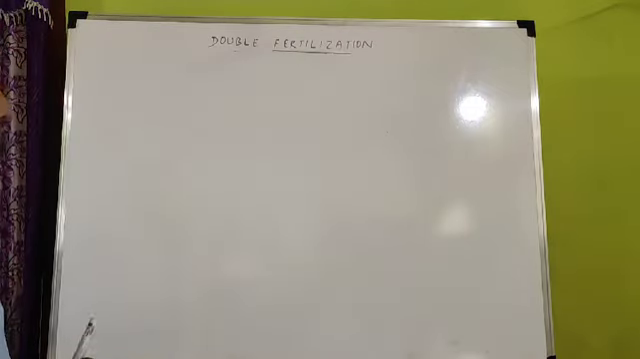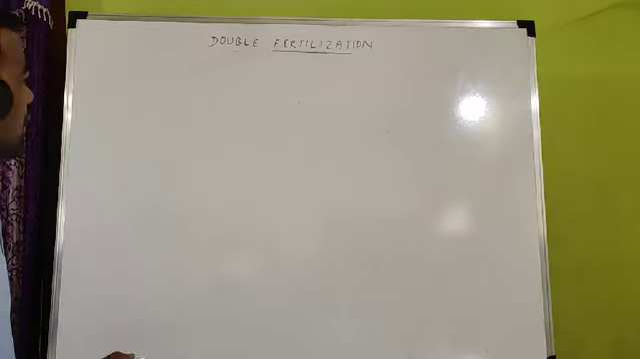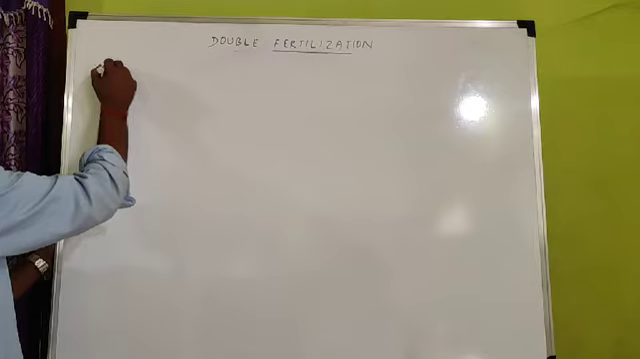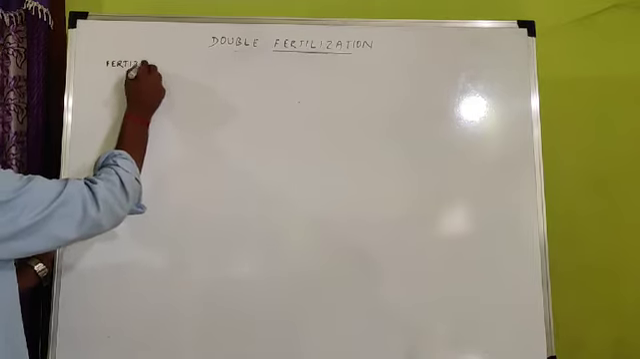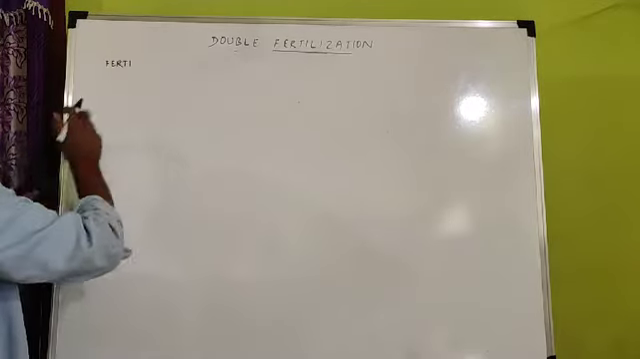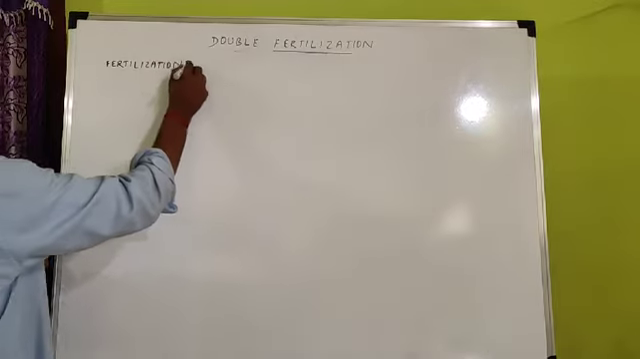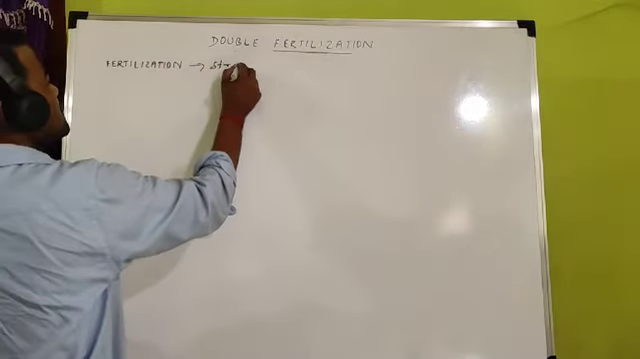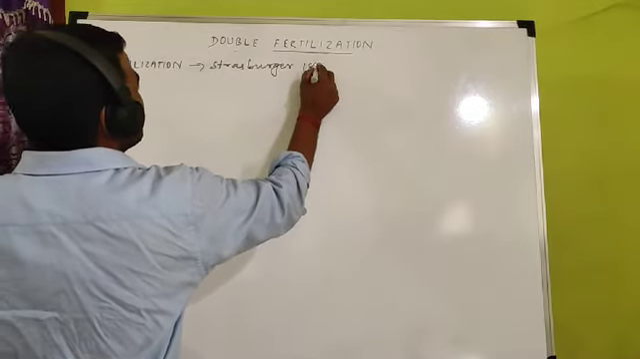The fusion of male and female gamete is known as fertilization. Fertilization was discovered by scientist Strasburger. It was first discovered by Strasburger in 1884.